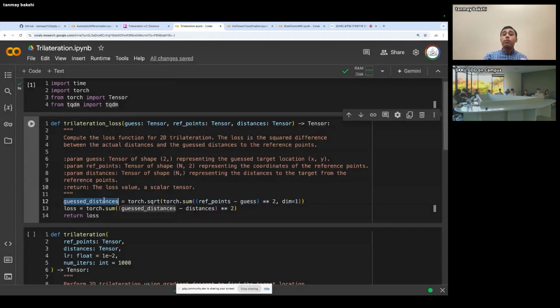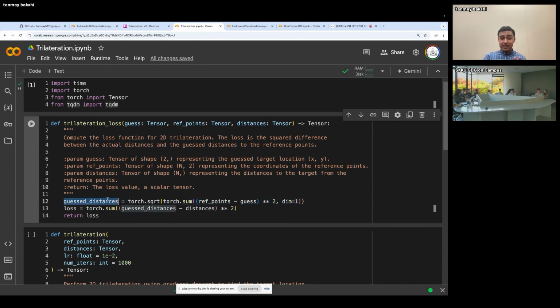And then from those guessed distances, we get the difference between them and the known distances, which is, once again, how far away we know we are in the space. We square those just like we did in Desmos, in the graphing calculator, and then we get the sum of those squared differences. So the theory is that if the guess is actually where we are in the space, then the guessed distances will be equal to the known distances.